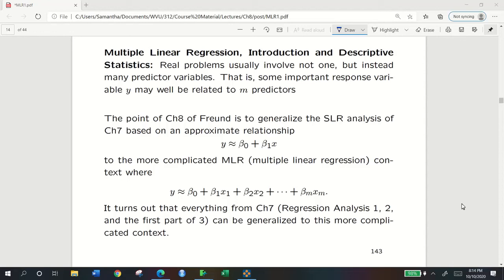Hello class, welcome back for the second part of the Multilinear Regression 1 video. Now we are actually going to start talking about multilinear regression.